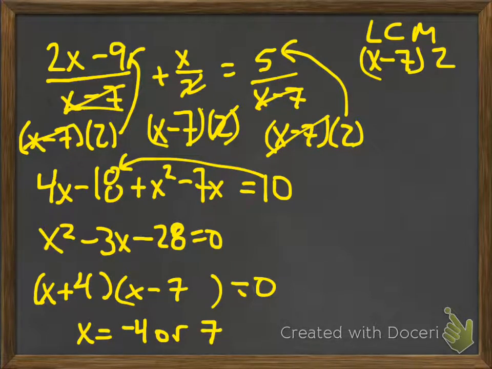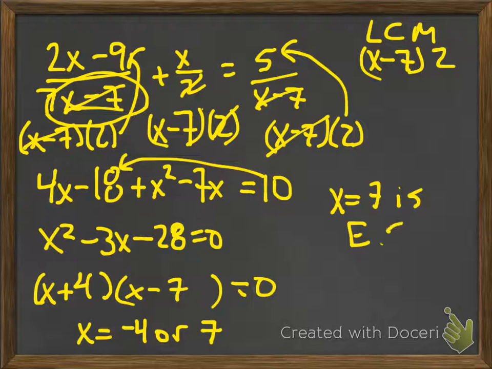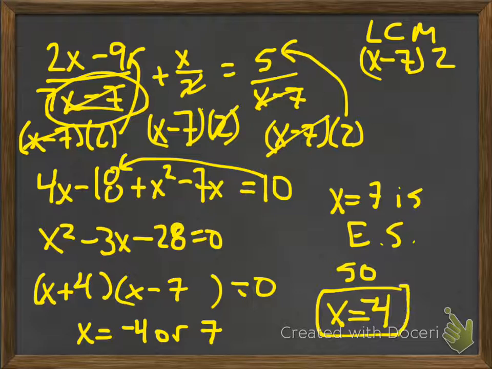Now, again, check both answers. If either one of those goes into the original denominators and gives you an answer of 0, that one is extraneous. That means the other one is the right answer. So put 7 in place of the x, you get 0. So x equals 7 is extraneous. That means your answer has to be only x equals negative 4.